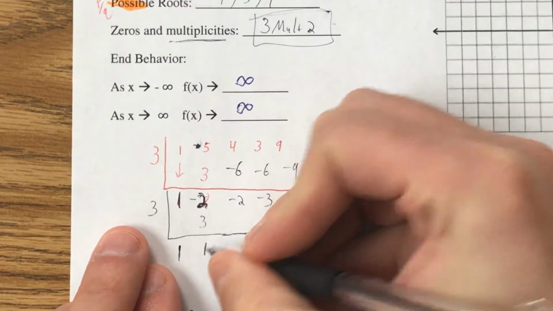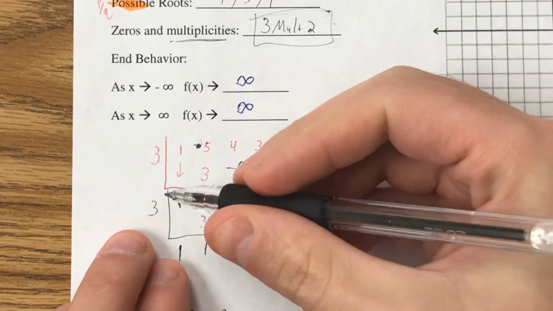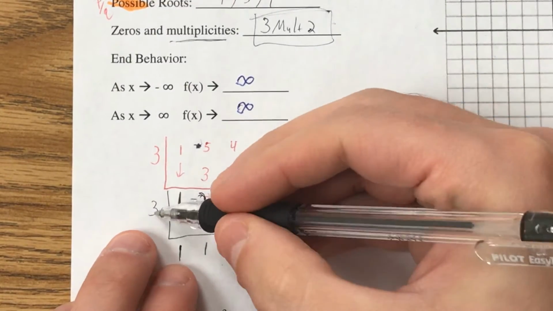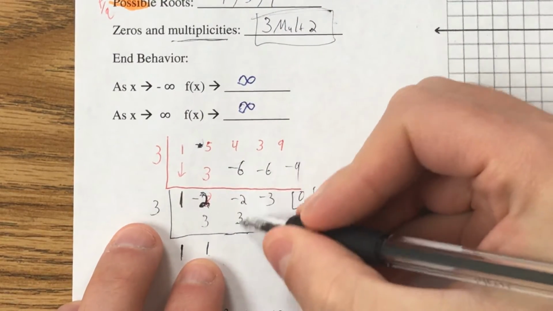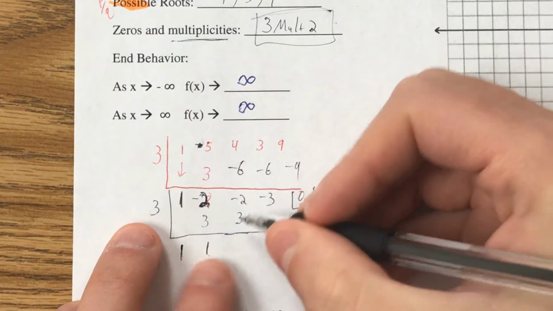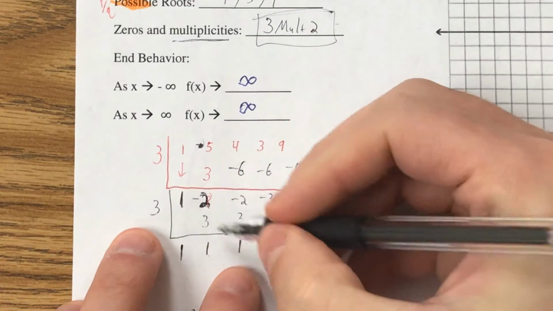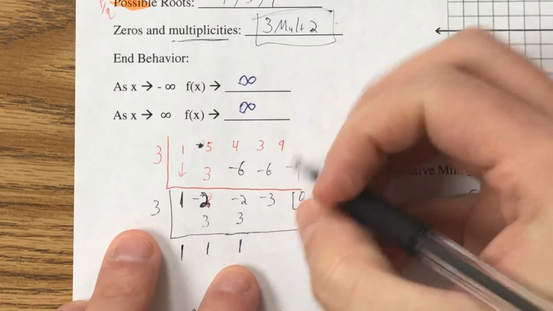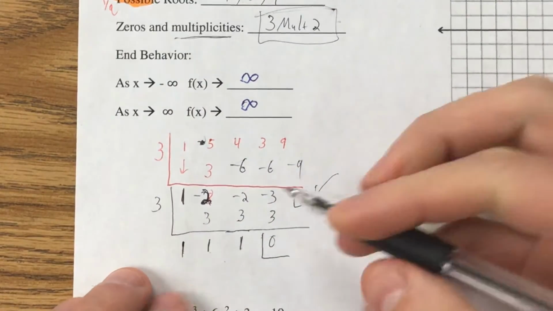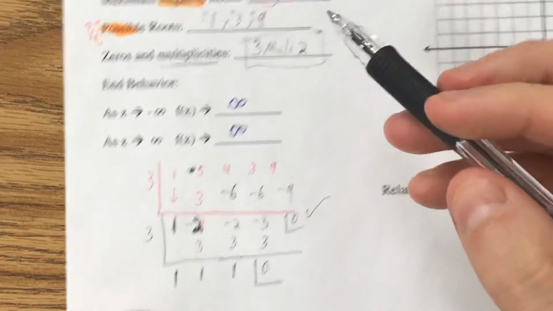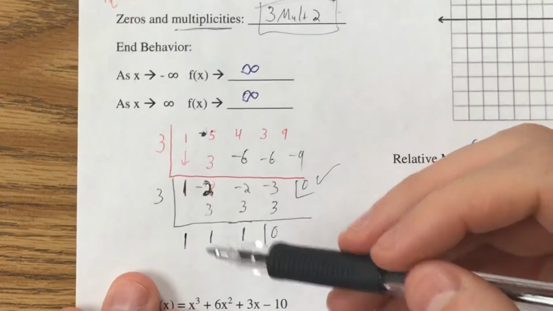And I'll remind you, if I'm going too fast, once again, you have a pause button, so use it. 3 times 1 is 3. Add. Negative 2 plus 3 is 1. Times 3 is 3, and you get 0. Boom, like that.